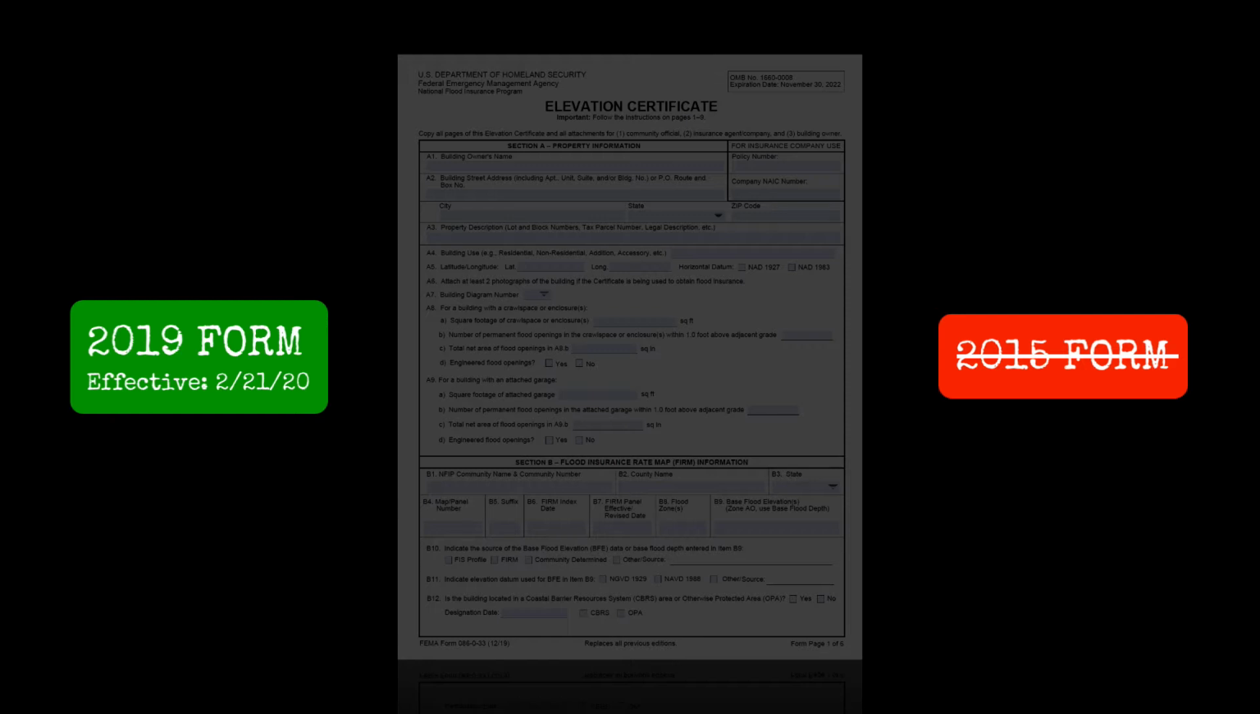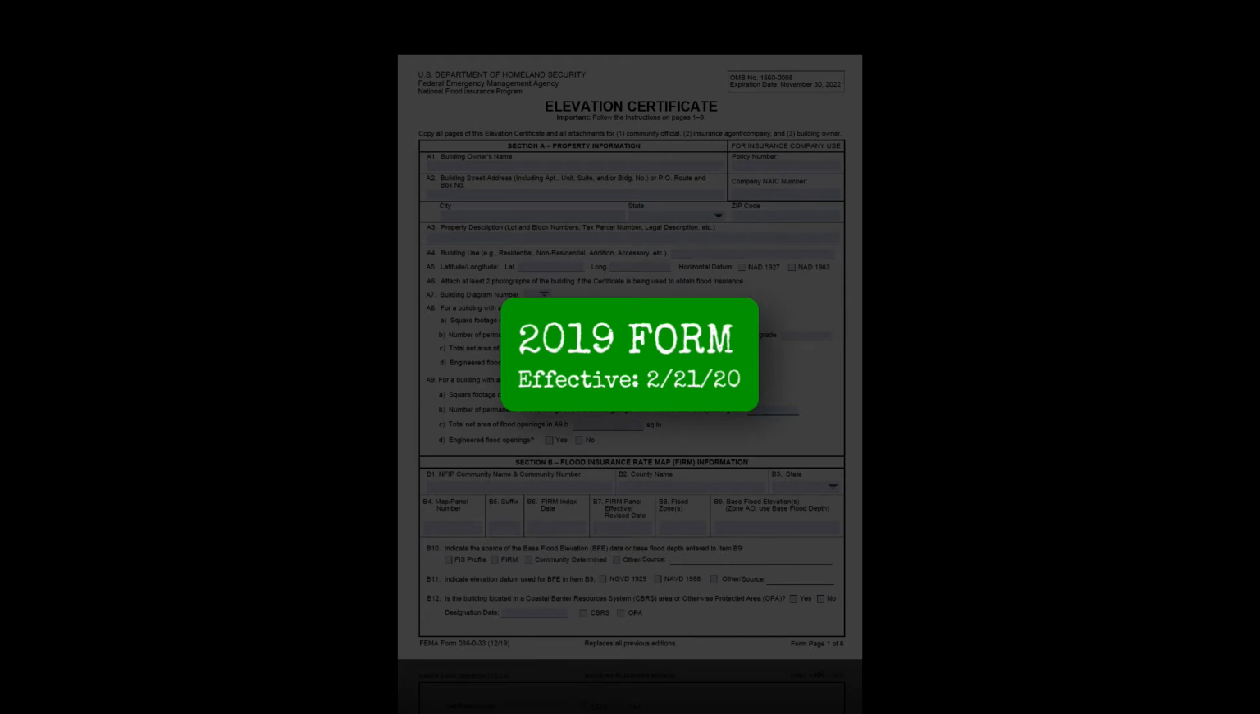The most important thing to keep in mind is that the 2019 form was officially released by FEMA on February 21, 2020, and because of that, and the fact that FEMA is not allowing any grace periods, any EC signed and dated as of February 21, 2020 must be on the new 2019 form.